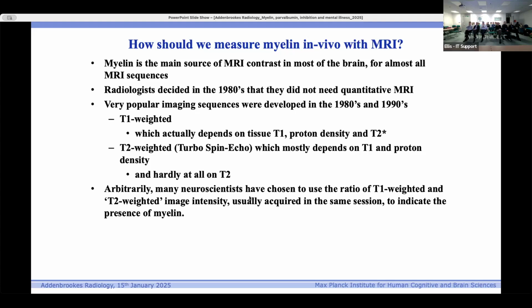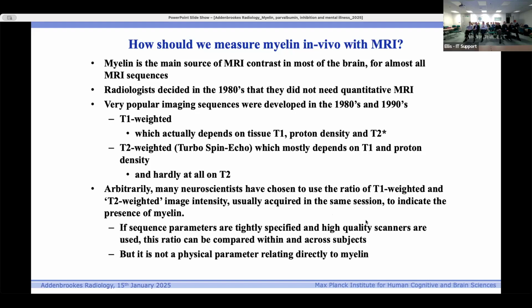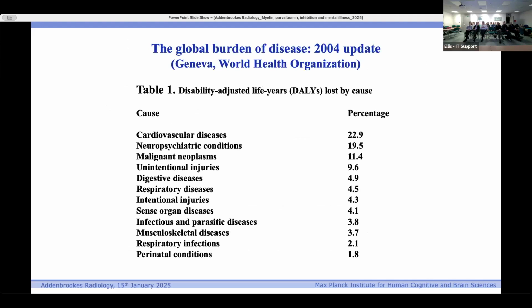And people use this ratio of T1 weighted and T2 weighted, which are usually turbo spin echo images, as a kind of arbitrary index of myelination, but they're not really quantitative. They're not a physical quantity. But T1 is. T1 and MT have been shown to be more reproducible. So that's that section. Now I'm going to talk about what are the new uses of MRI, which I mentioned in the title.